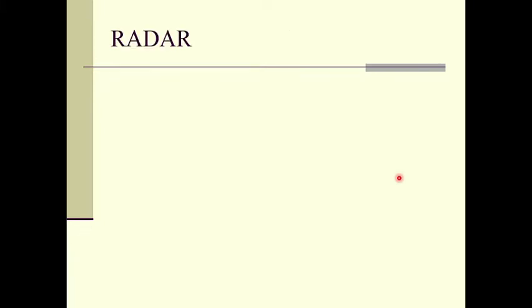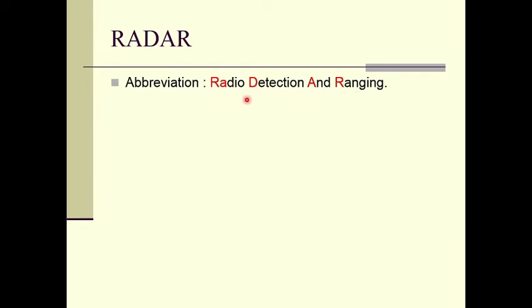Let us now move to another application of electromagnetic waves, that is radar. Radar is an abbreviation of radio detection and ranging. So we can see the radio detection and ranging. Only these few letters from this term have been taken, so the word radar is formed.